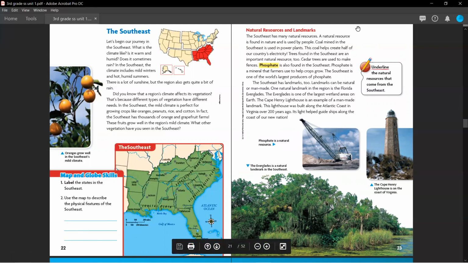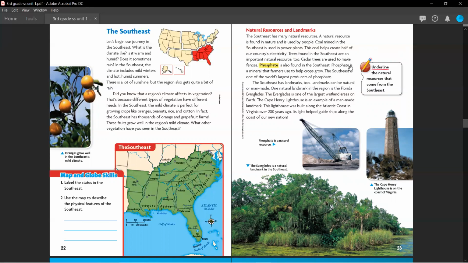Now we're going to move on and talk about natural resources and landmarks found in the southeastern region of the United States. The Southeast has many natural resources. A natural resource is found in nature and is used by people. Coal mined in the Southeast is used in power plants. The coal helps create half of our country's electricity. Trees found in the Southeast are an important natural resource. Cedar trees are used to make fences.